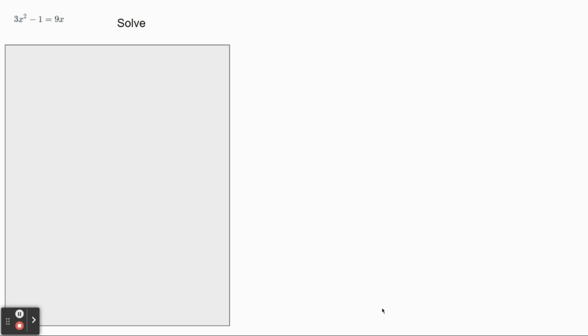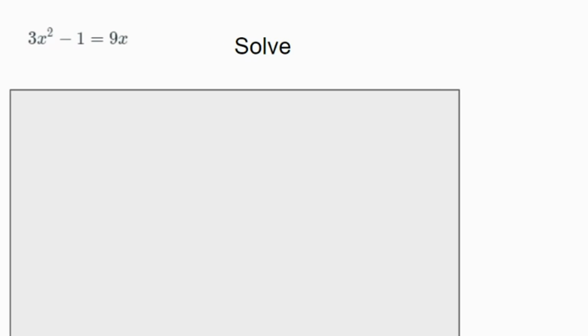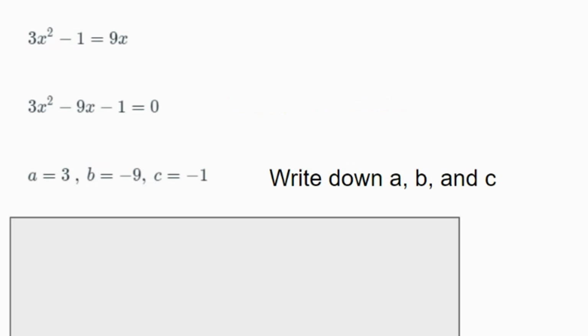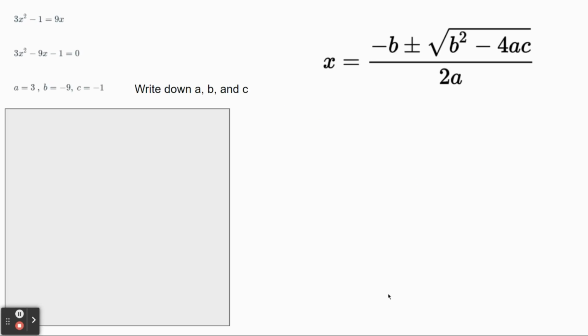So let's take a look at this example. I have 3x squared minus 1 equals 9x. And we're going to solve for x. So the first move you should always do is set it equal to 0. Most of the time the equation will be on the left and the 0 will be on the right, but it doesn't matter as long as it's set equal to 0. Then you establish what is a, what is b, what is c. Write those down. And then very carefully, you're going to substitute those values into the quadratic formula. Again, it's the opposite of b plus or minus the square root of b squared minus 4ac all over 2a.